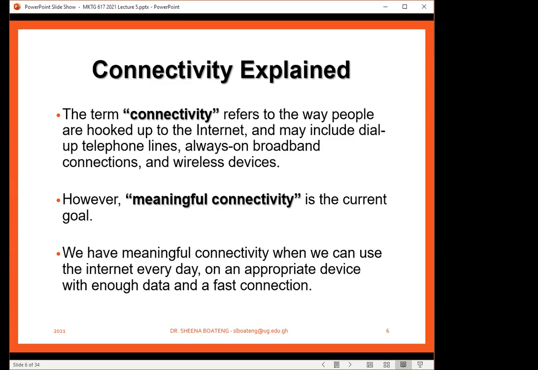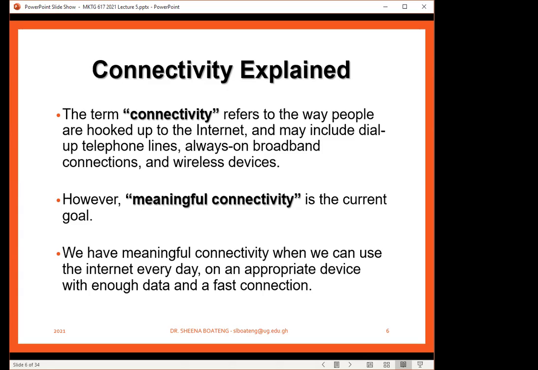However, in our current dispensation, right, in terms of scholarship, we are moving away from mere connectivity to discussing the concept of meaningful connectivity. And meaningful connectivity is necessary in the sense that it is not just enough to be connected to the internet, right? We need to be able to use the internet every day and be able to use it on an appropriate device and be able to have access to enough data, as well as a fast enough connection to be able to get all the transactions and activities that we want to do using the internet technology done.